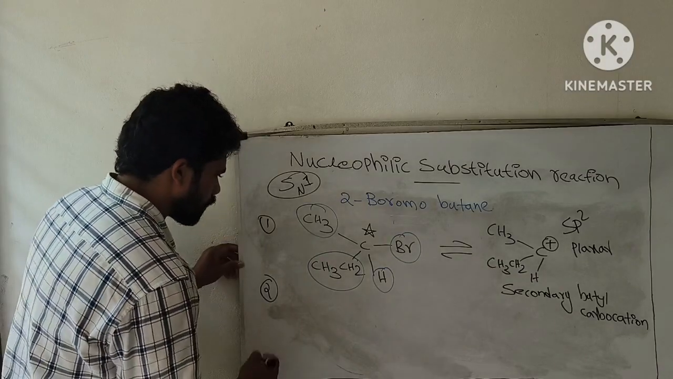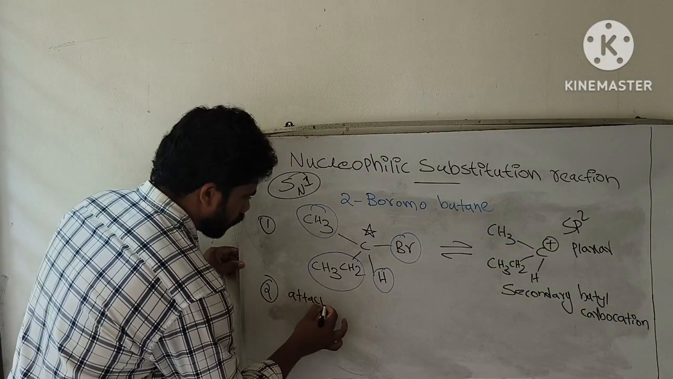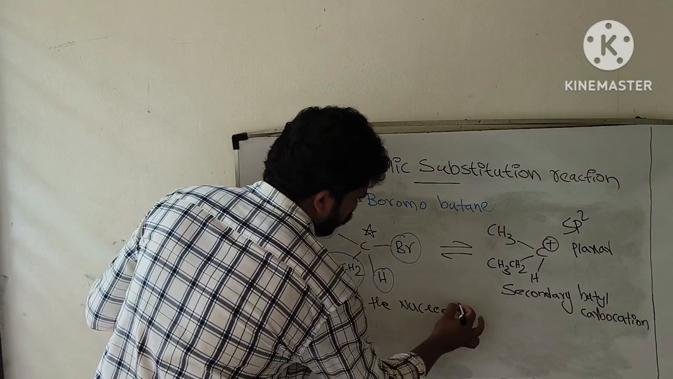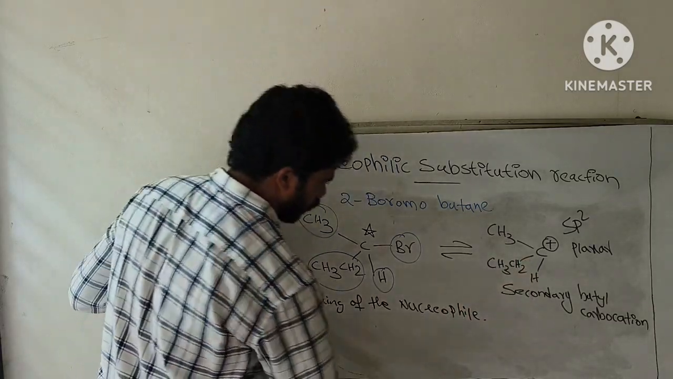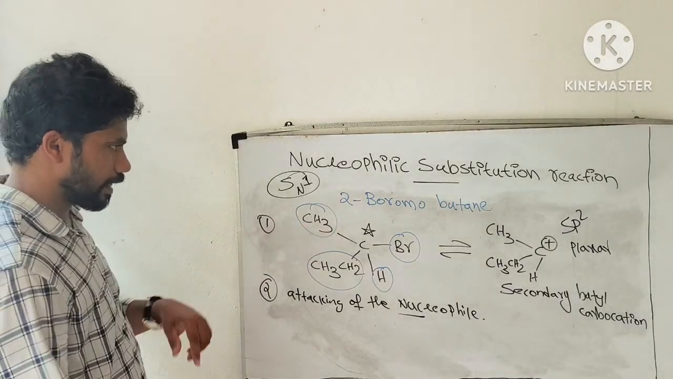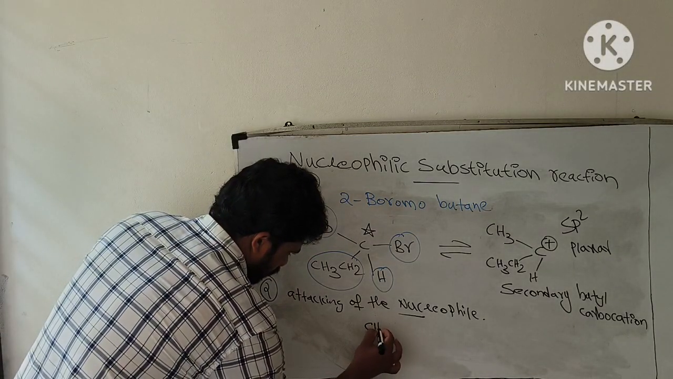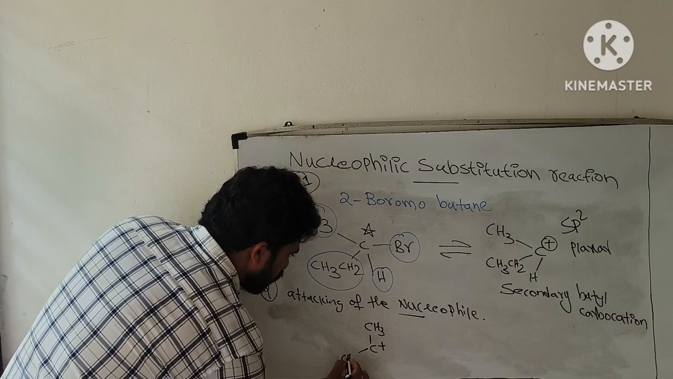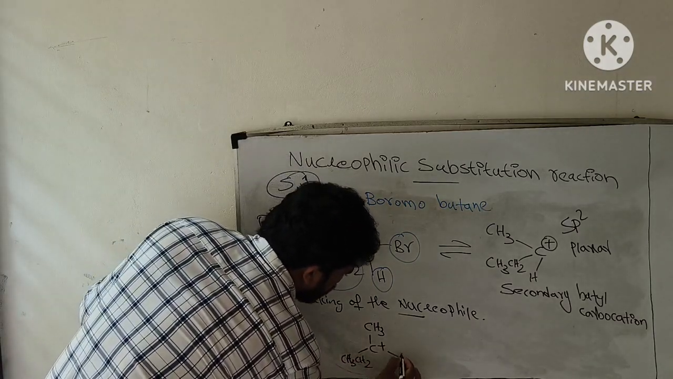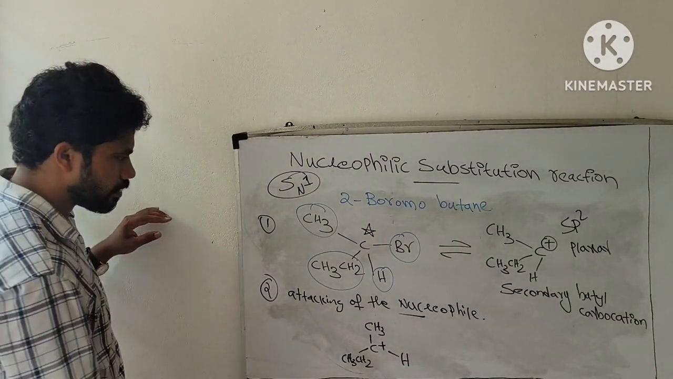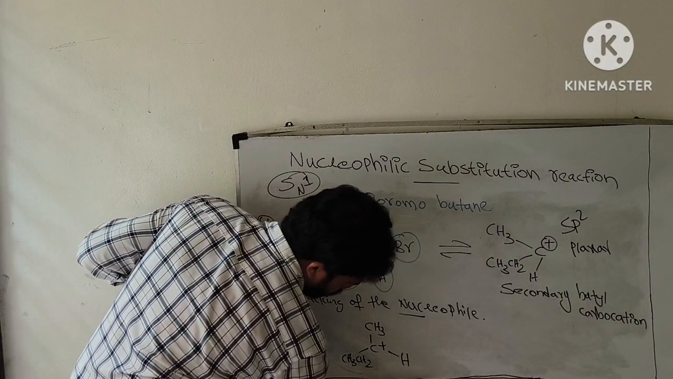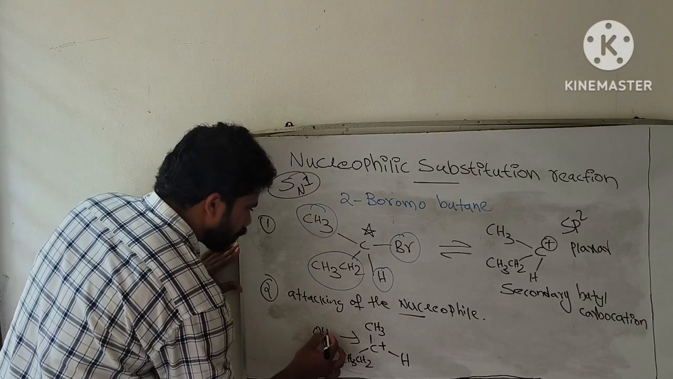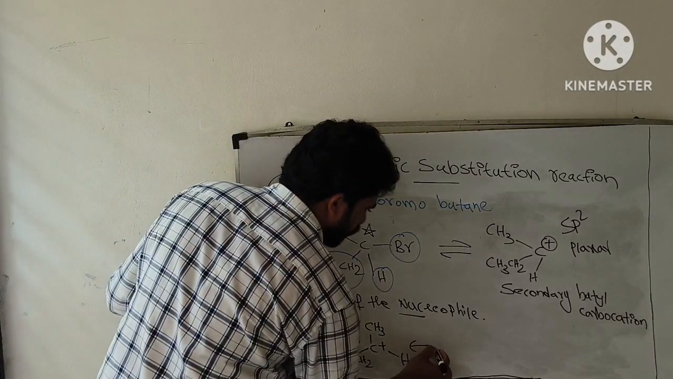Secondary butyl carbocation. Next is the attacking of the nucleophile. So the secondary butyl carbocation is here, CH3, C+, CH3CH2, H. Dear students, there is a chance of backside attack for the nucleophile OH minus, and there is a chance of front side attack also.